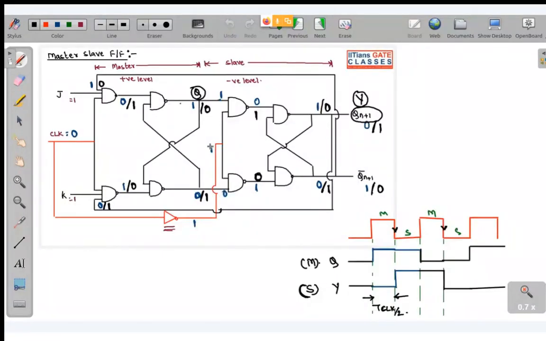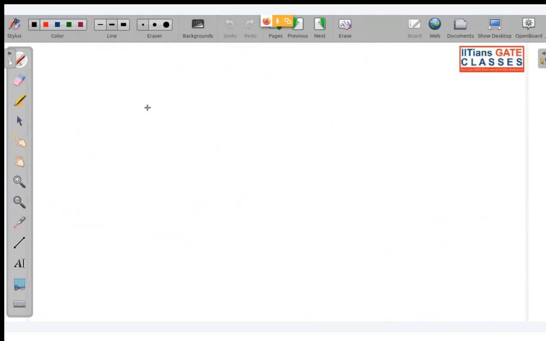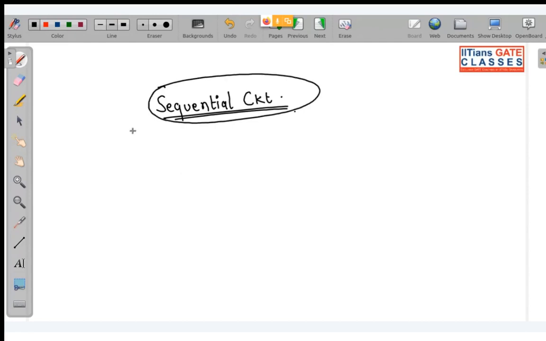So with this concept, finally, we cover your sequential circuit. Now one more session I will take particularly for problem solving of sequential circuit, in which I will be taking questions of EC, electrical, IN and even CS.